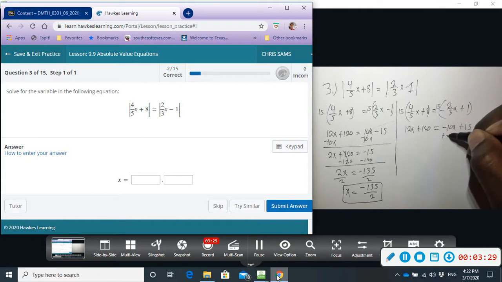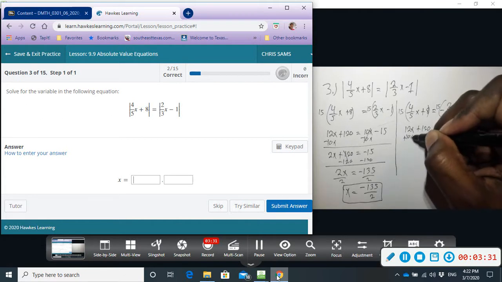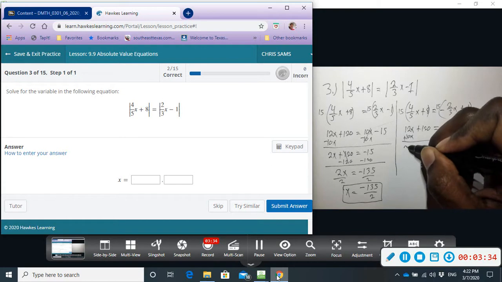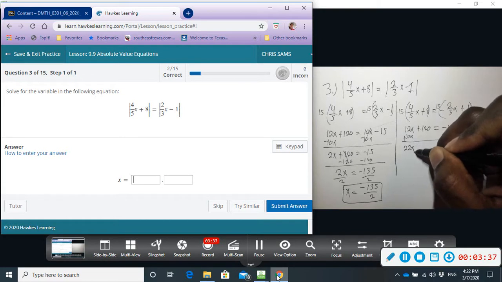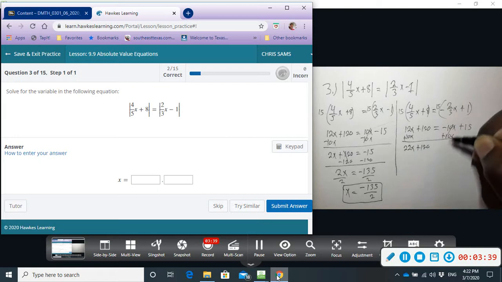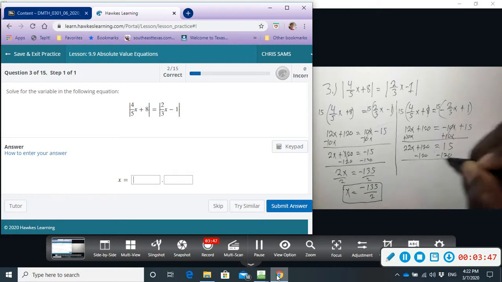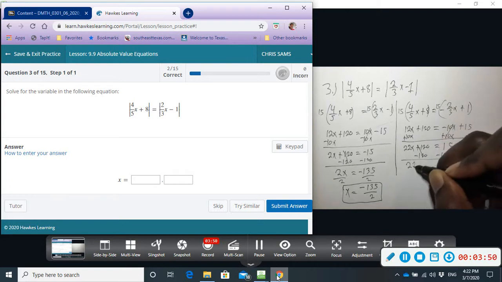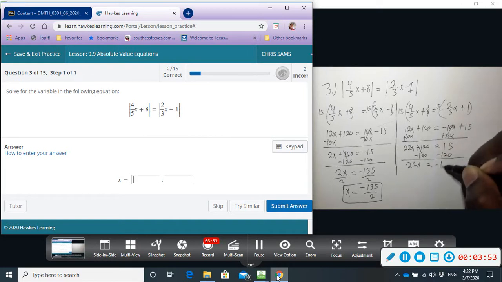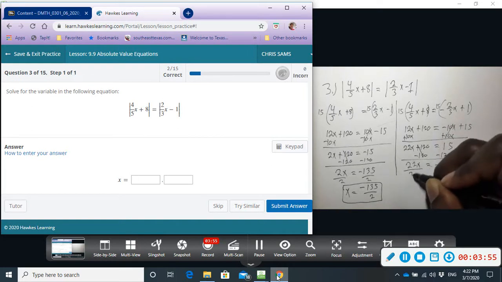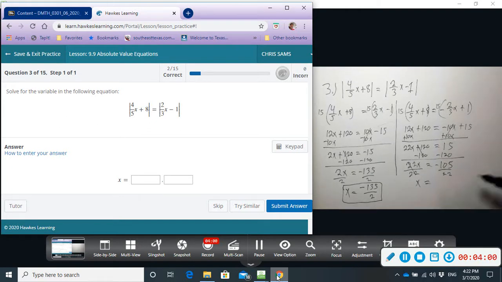Okay, so we're going to add 10x to both sides. You get 22x plus 120 equals 15. We're going to subtract 120 from both sides. And this will give us 22x equals negative 105. And then divide by 22. And we get x equals negative 105 divided by 22. And I don't believe this will reduce either.